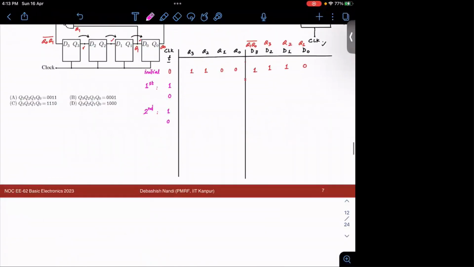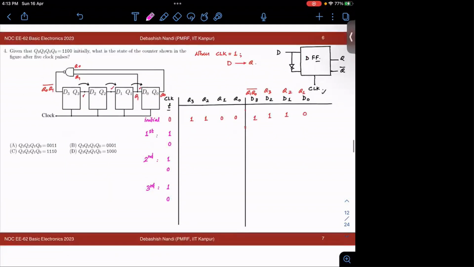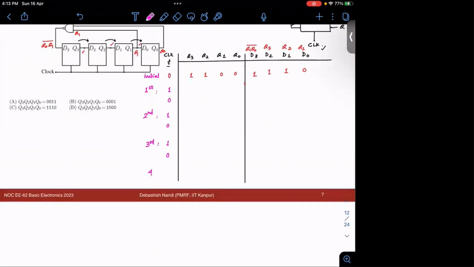Then I would have the third clock pulse, 1 and 0. By the way, how many did they want us to calculate? After 5 clock pulses, okay? Then I will have the fourth, 1 and 0. And continuing it to the next page, we'll have the fifth, 1 and 0, okay? We will see.